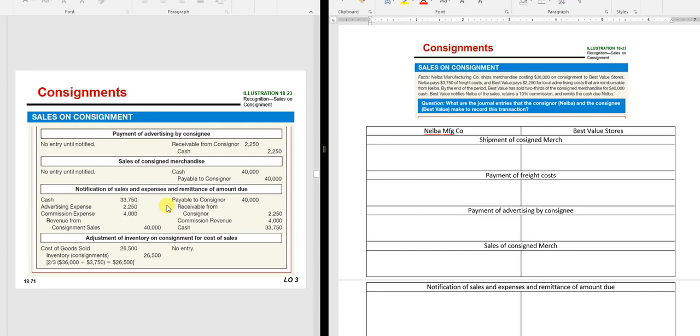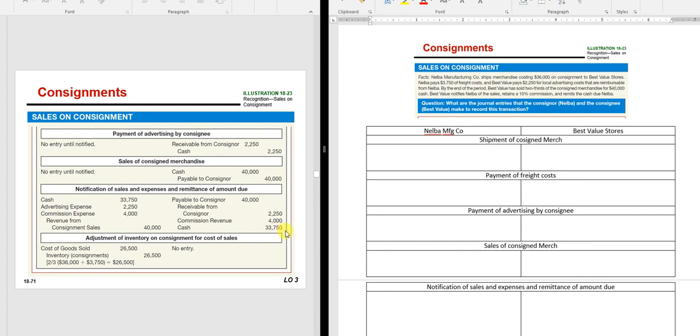Okay, so now I'm settling up. So think about it. I'm going to get rid of my payable to the consignor, $40,000. I'm going to net it against my receivable, get this one off my books for $22.50. I know that I'm getting a 10% commission, which is mine and my revenue. So 10% of $40,000 is $4,000. And so I'm going to hand them cash for $33,750.